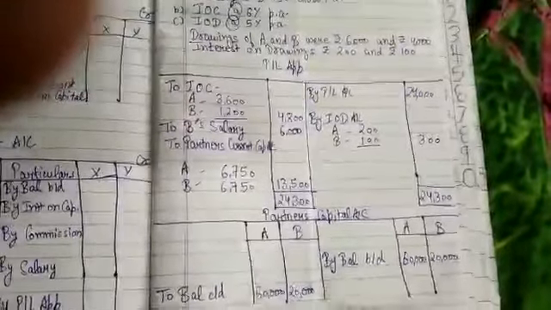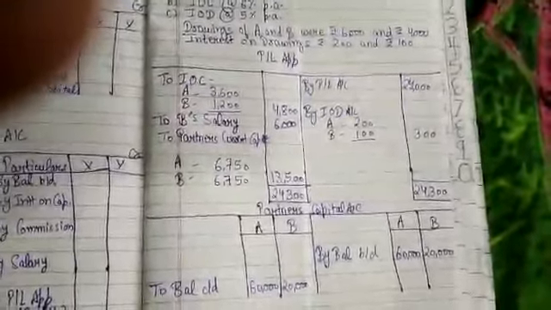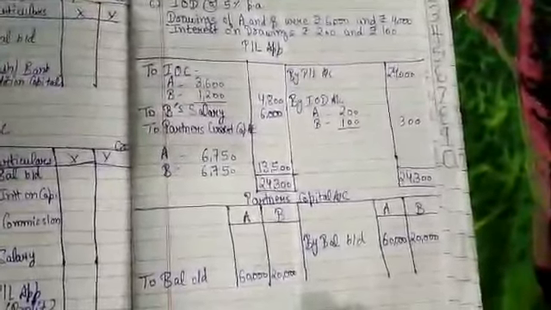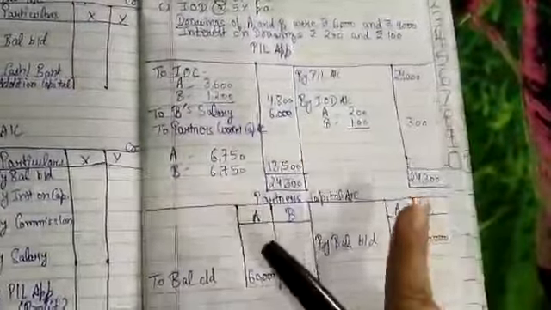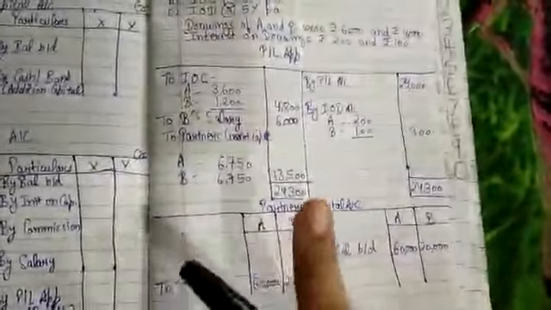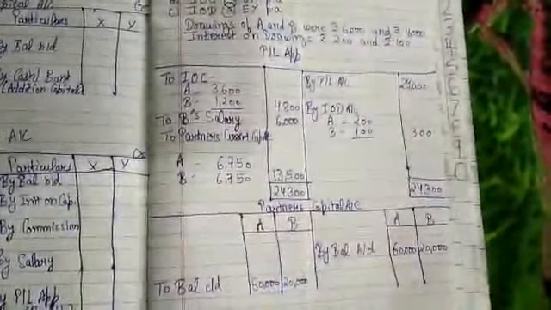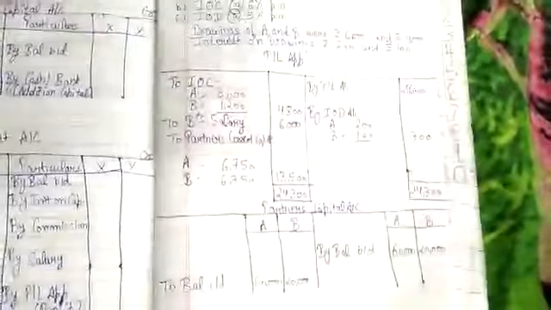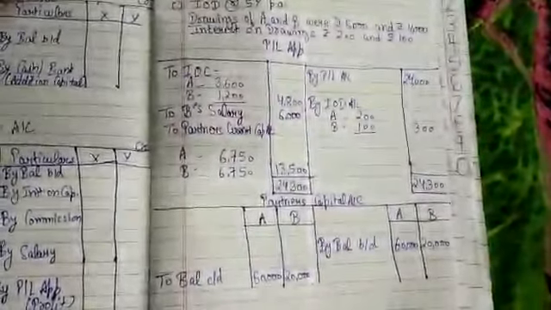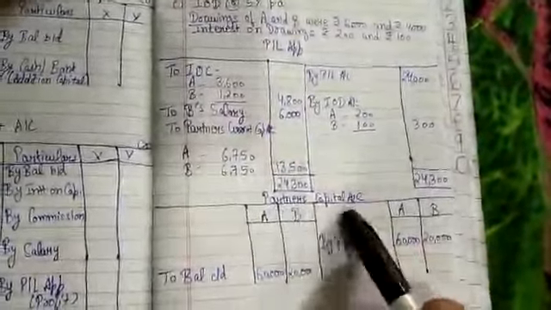As we are doing this question in partners fixed capital account, we have to make two accounts. First one is partners capital account. Next one is partners current capital account. In partners capital account, we will not do any adjustment. We will do all the adjustments in partners current capital account. So let's do partners capital account first.